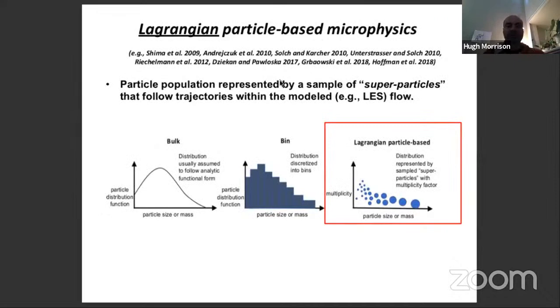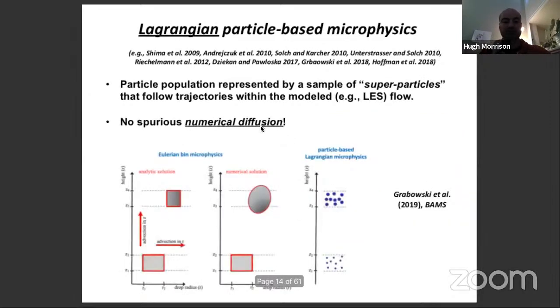So Lagrangian particle-based microphysics, like I said, is quite different in how it represents microphysics, because it follows Lagrangian trajectories of superparticles within the modeled flow. And one of the key things is that because of that, there is no spurious numerical diffusion. For an article that discusses this in more detail and compares and contrasts the Lagrangian particle-based approach versus the bin approach, I point people to this review article by Grabowski et al. that was recently published in BAMS.